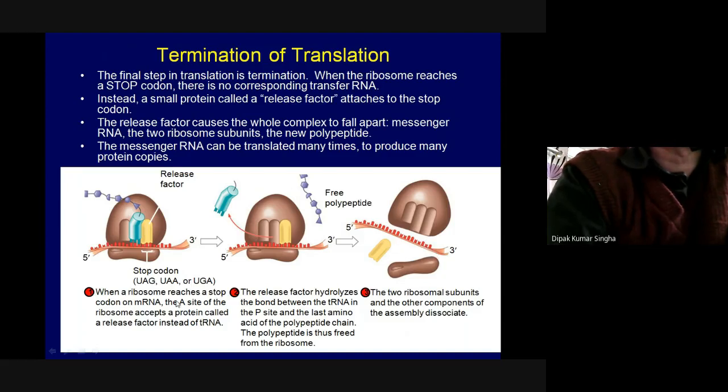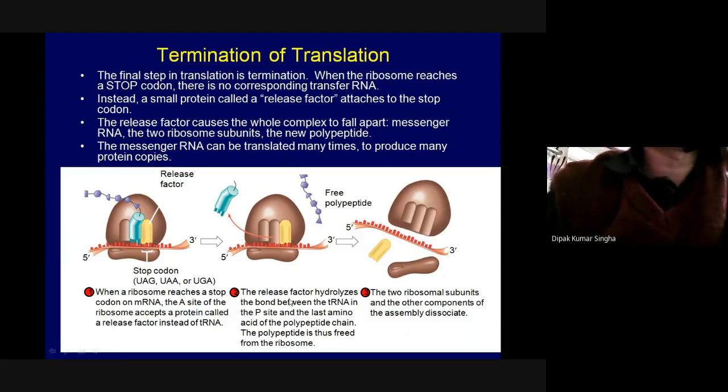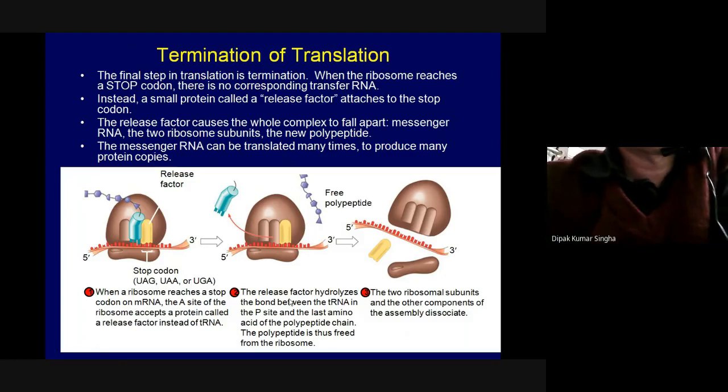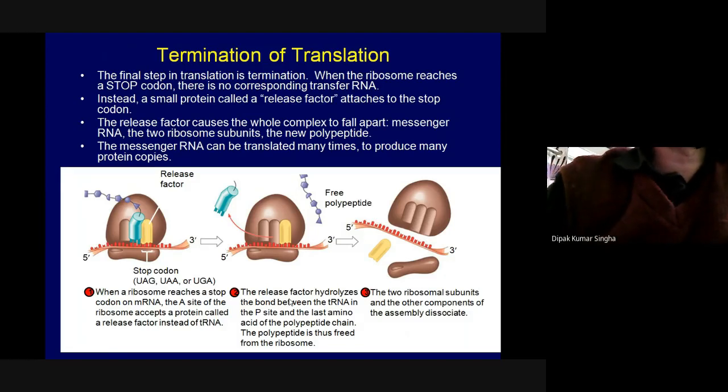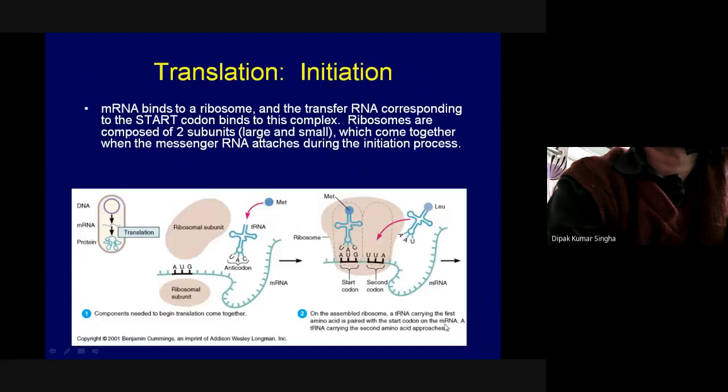When the ribosome reaches the stop codon in the A site, a protein called a release factor binds. This release factor hydrolyzes the bond between the tRNA in the P site and the last amino acid of the polypeptide chain, that means the tRNA will not work. The polypeptide is released from the ribosome, and the two ribosomal subunits and the other components of the assembly dissociate.